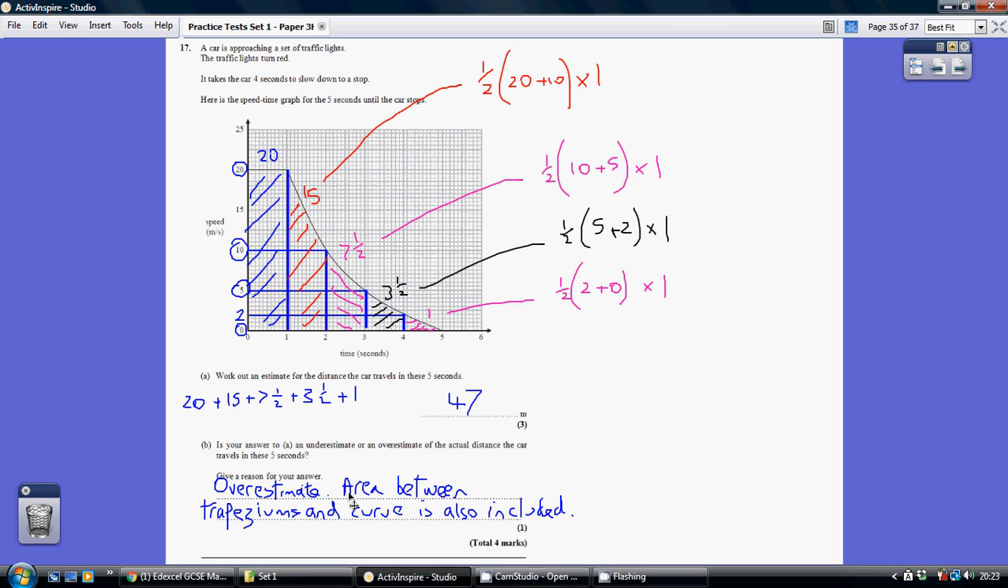So it's an overestimate because the area between the trapeziums and the curve is also included.